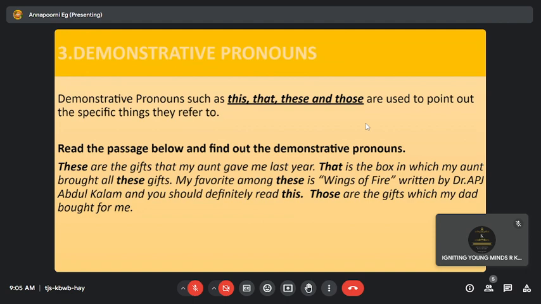So here the thing you have to understand is this and that are singular. You can just write out the definition if you don't mind. Demonstrative pronouns such as this, that, these, and those are used to point out the specific things they refer to. Okay, please take down the definition.